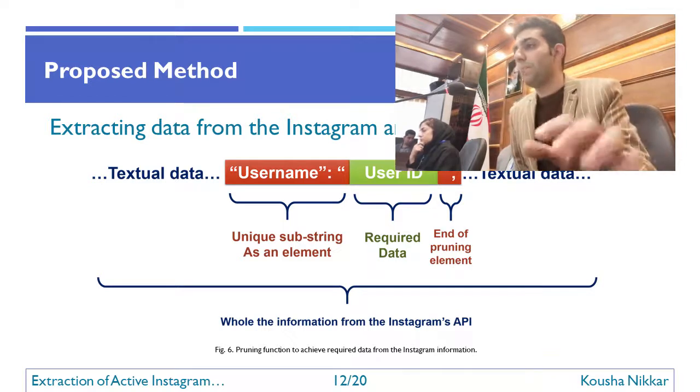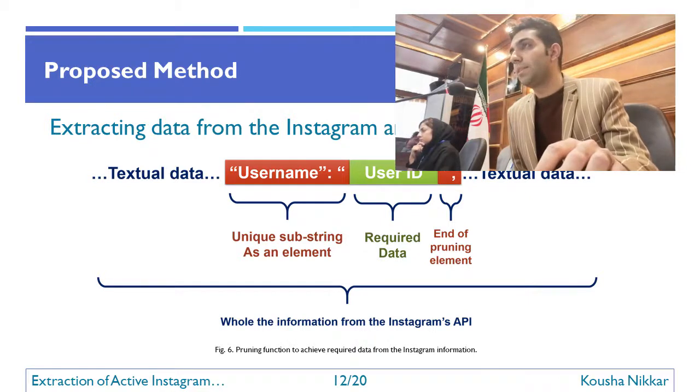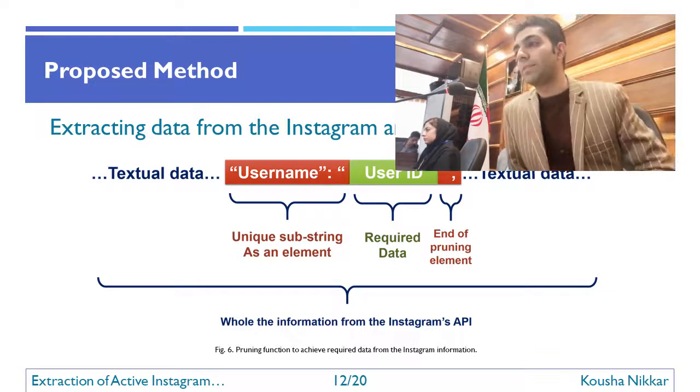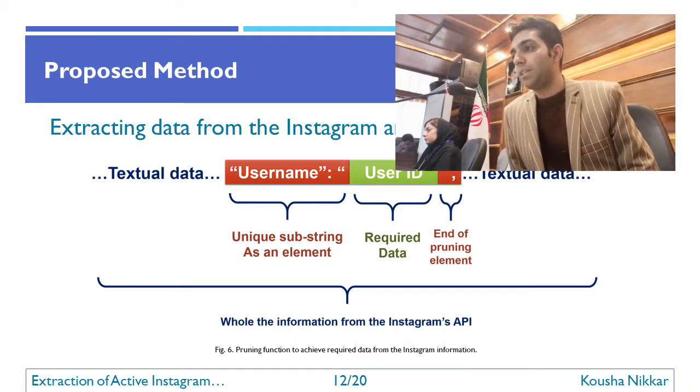As you can see, we have one element, actually, that is unique in the whole of the textual data: the username. And we want to extract the user ID. We can prune the whole textual data and cache it easier and with more velocity.